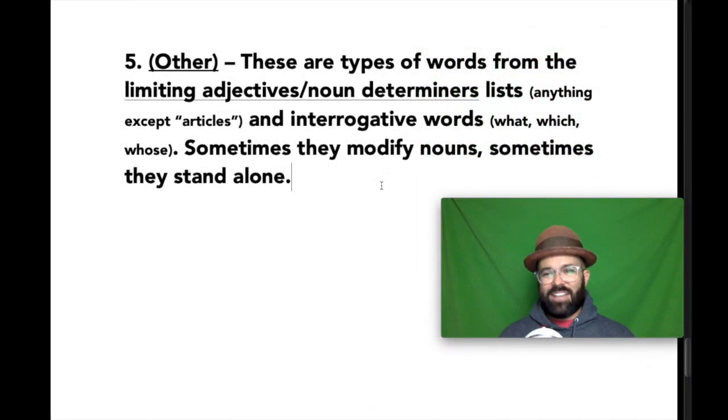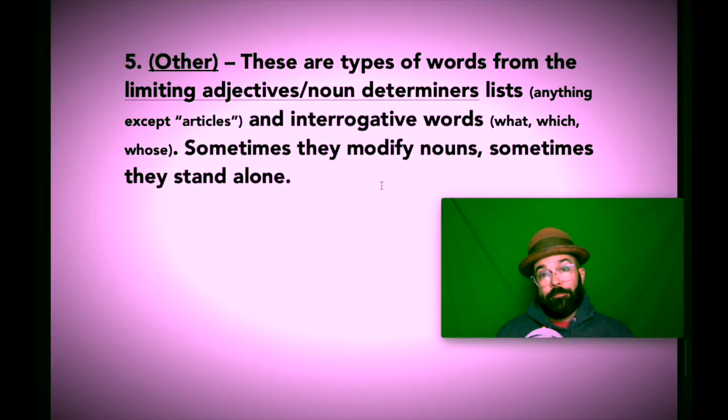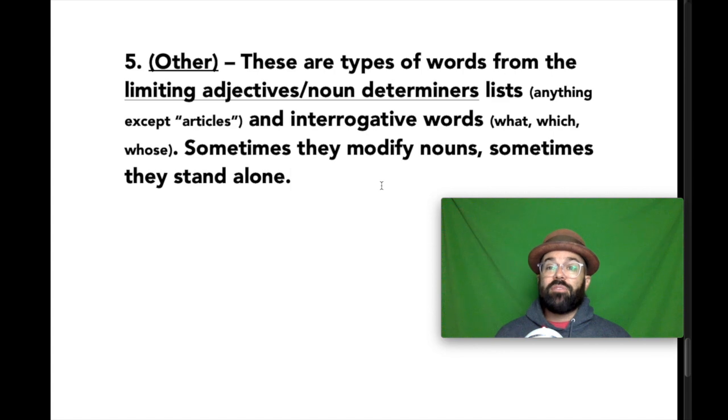Other. So I just kind of clumped a whole bunch of these other ones all together, partly because I've talked about them in other videos, and partly because I'll probably make a video all about them in the not too distant future. Some of these are types of words we've seen on the limiting adjectives, also known as noun determiners, lists. These are sometimes words that come in front of nouns and behave as limiting adjectives, but sometimes they can stand alone, all by themselves. So sometimes they're pronouns, sometimes they're not.